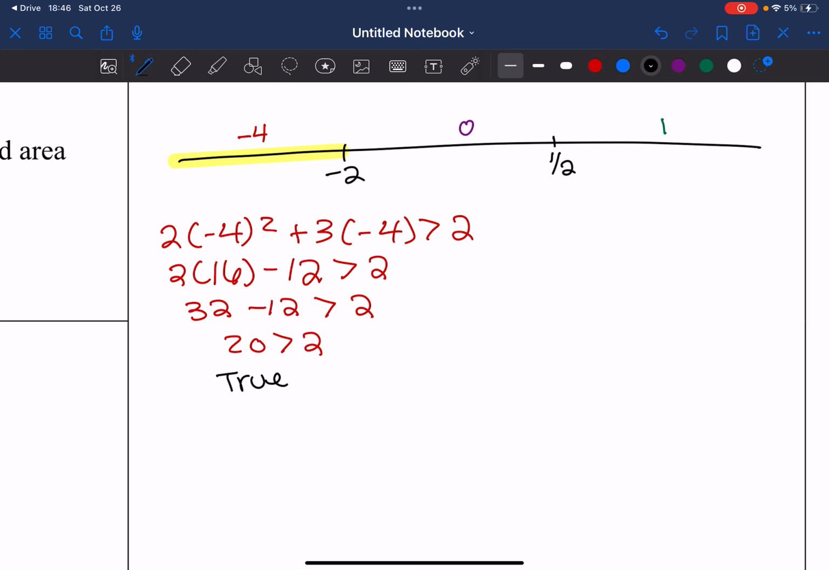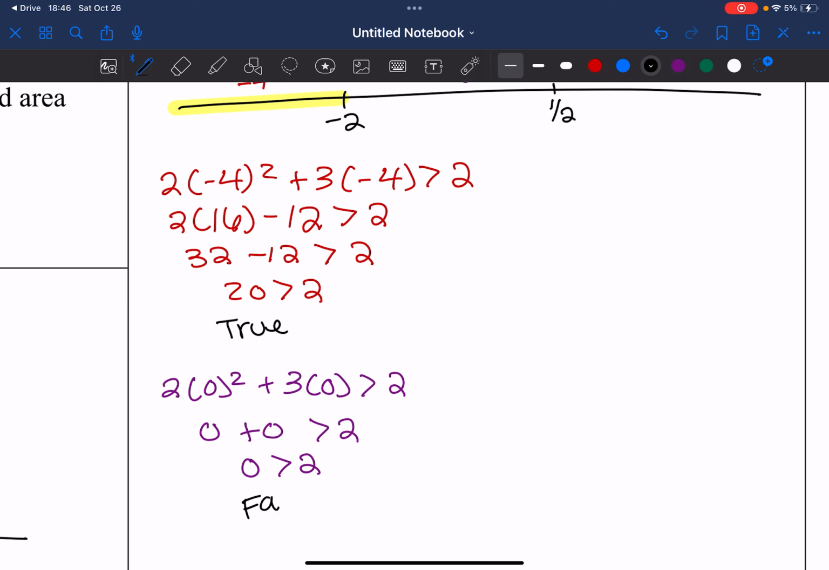Okay, now I'm using my test number of 0. So I have 2 times 0 squared plus 3 times 0 is greater than 2. 0 squared is 0. 2 times 0 is 0, so I have 0. 3 times 0 is 0, plus 0 is greater than 2. 0 is greater than 2. This is false, which means I don't shade.